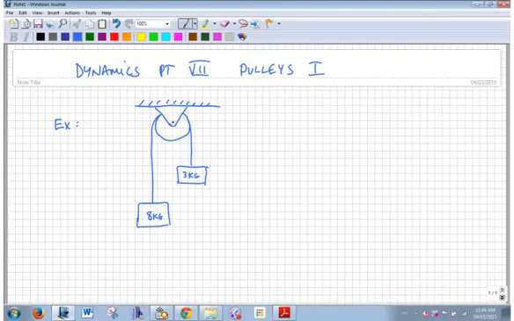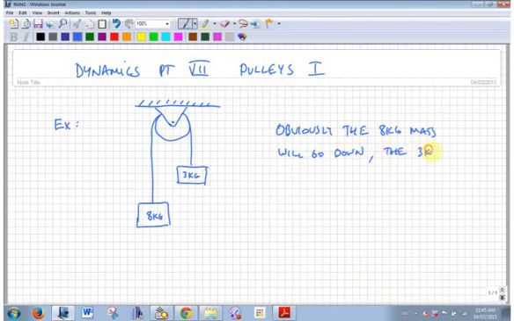So, any guesses as to what's going to happen here? It's going to fall, yes. Which one? Probably the 8 kilogram one, yeah. That's common sense. That's not physics. And, well, let me just write this. Obviously, the 8 kilogram mass will go down, and if it goes down, then what do you think about the 3 kilogram mass?